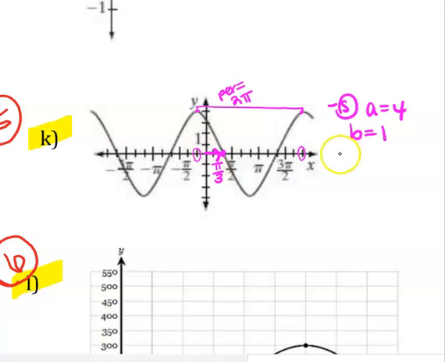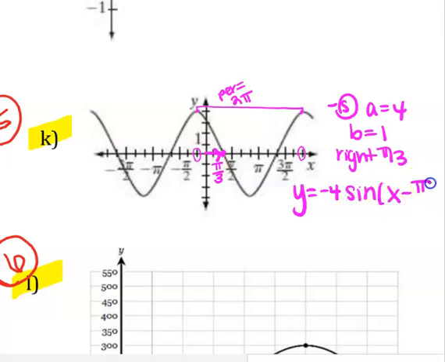Okay? Now, like I said, this is going to be a negative sine curve with a phase shift of right pi/3, because you have to envision your sine curve looked like this originally, and then they just shifted it to the right. Okay? So putting all this information together, my equation would be y equals -4 sine of x minus pi over 3. And that's a right pi over 3 shift.